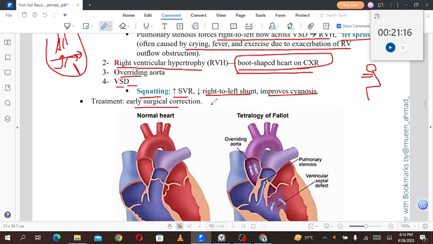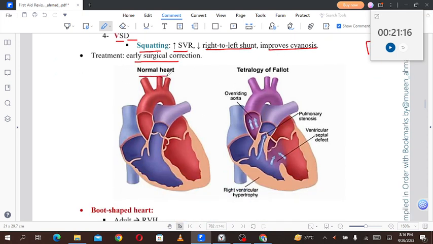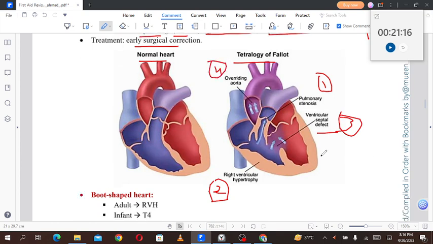Treatment is early surgical correction. So here you can see normal heart, and this is tetralogy of Fallot. So there are 4 things. Number 1, right ventricular hypertrophy. Okay, so don't start it from here. There will be ventricular septal defect. Okay, so the first thing, as you can remember it, pulmonary stenosis, that leads to right ventricular hypertrophy, that has a concomitant ventricular septal defect, due to which we have an overriding aorta. I remember it like that. You may make your own sequence.